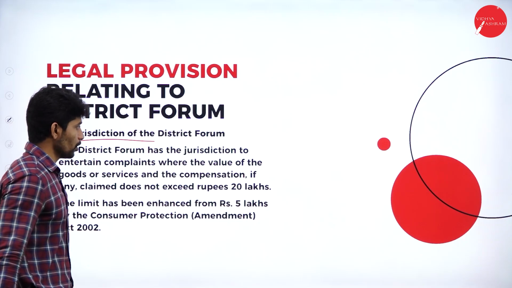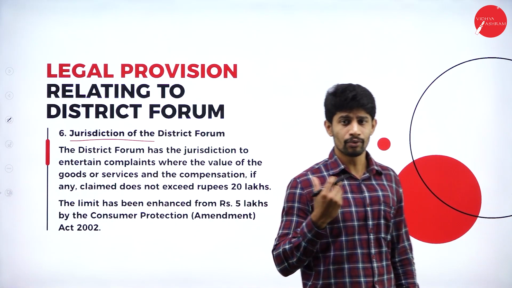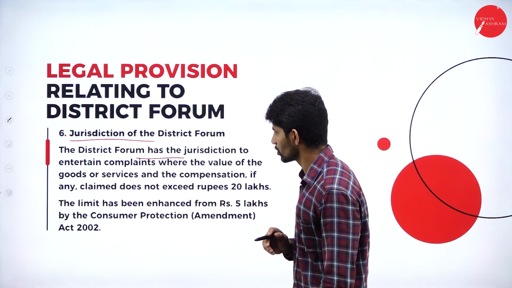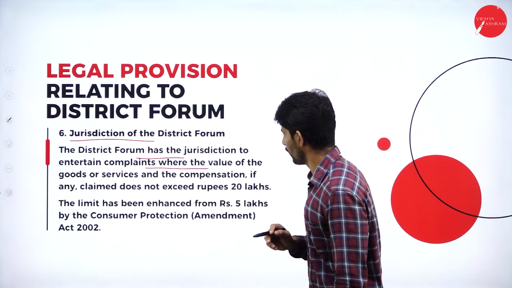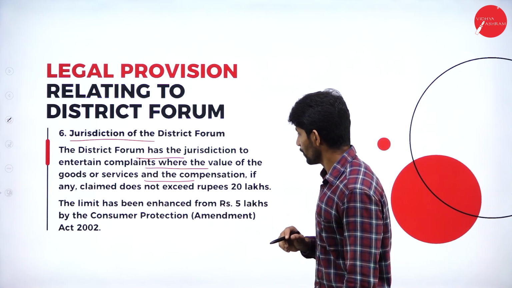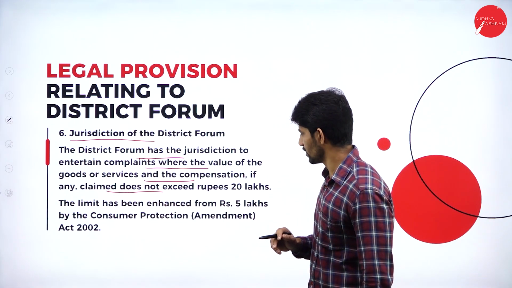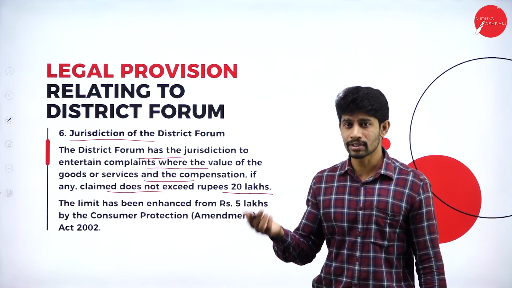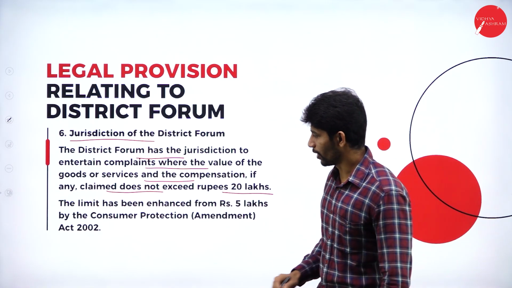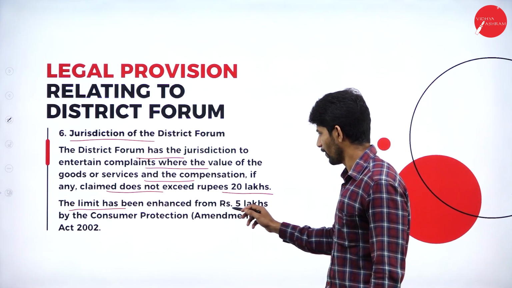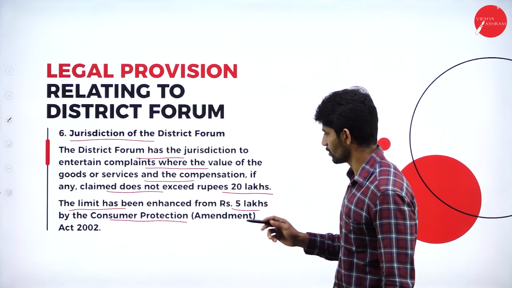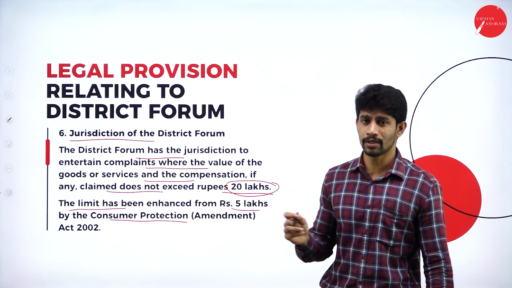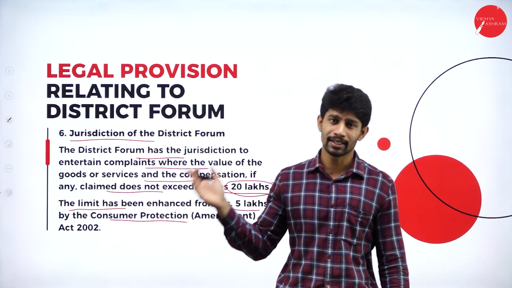Next thing, jurisdiction of the district forum. So what boundaries will this district forum have? The district forum has the jurisdiction to entertain complaints where the value of the goods or services and the compensation, if any, claimed does not exceed rupees 20 lakhs. So any compensation claim that does not exceed 20 lakhs will be handled by the district forum. The limit has been enhanced from 5 lakh by the Consumer Protection Act. That means earlier the limit was 5 lakhs, now it is extended up to rupees 20 lakhs. So only cases with a compensation level of up to 20 lakhs can be handled by the district forum.